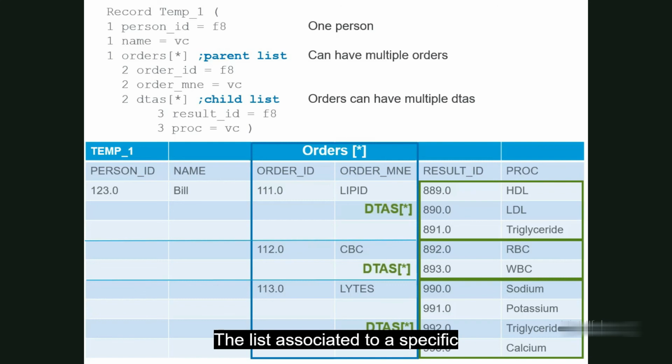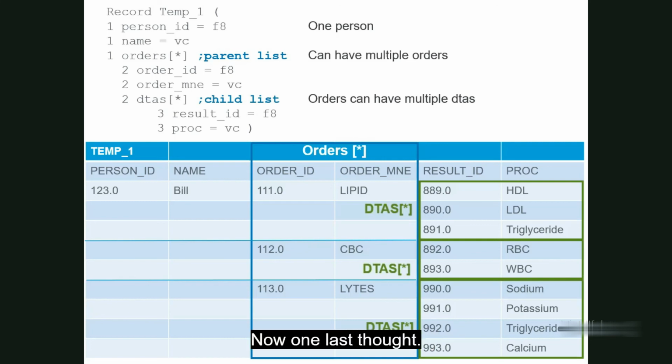The list associated to a specific order can have its unique number of procedures for its list. Nested lists can have varying length lists, such as this example, where the lipid order has 3 DTAs in its list, the CBC has 2 DTAs, and the lights order has 4 procedures in its list.